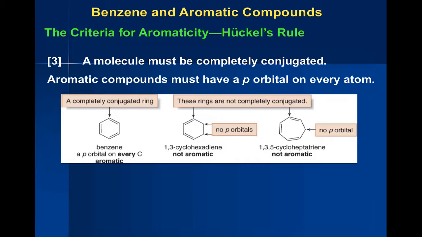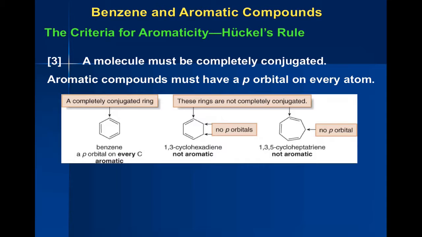Okay? Notice here we've got p, p, p, p, none, none. Right? It is cyclic. It's not planar. If you build a model, you'll see that. So it doesn't satisfy that to start with, but it also doesn't satisfy the completely conjugated rule. So you have to have a completely conjugated system. So criteria one is? Must be cyclic. Two? Planar.